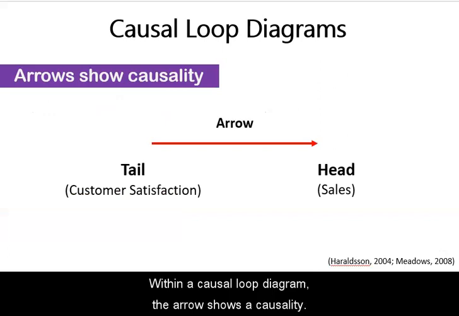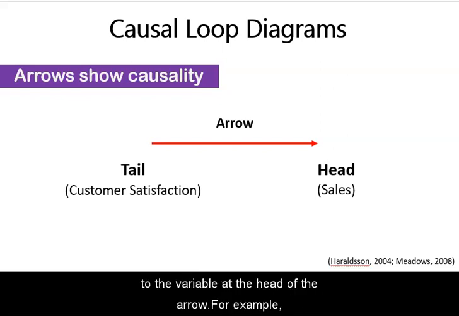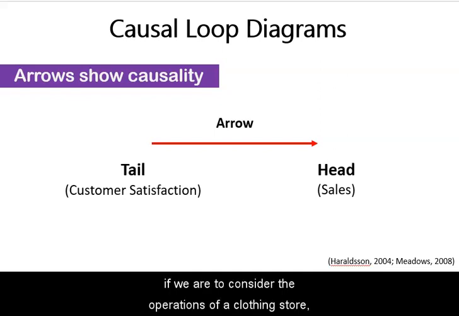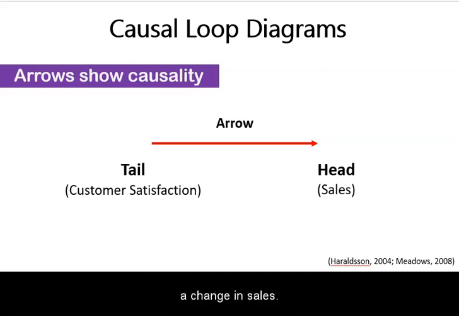Within a causal loop diagram, the arrow shows a causality. A variable which is at the tail of the arrow causes a change to the variable at the head of the arrow. For example, if we are to consider the operations of a clothing store, this image shows that customer satisfaction causes a change in sales.